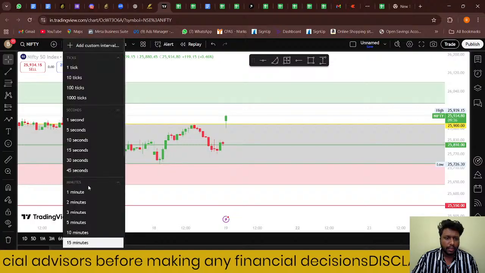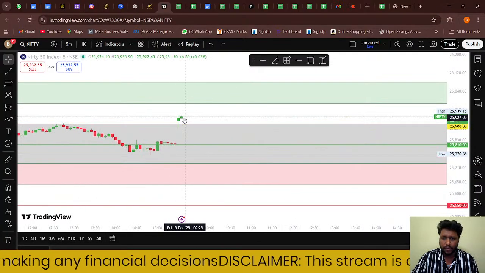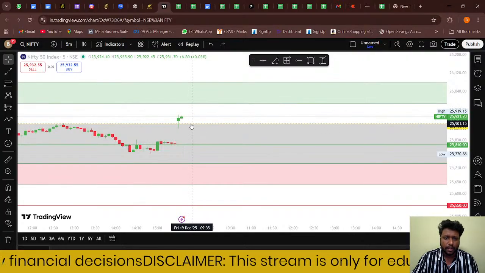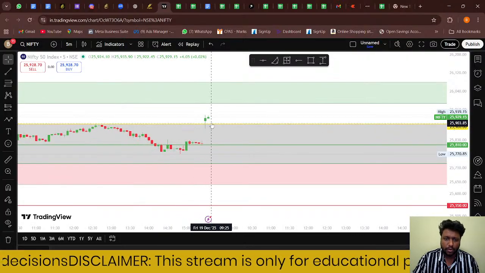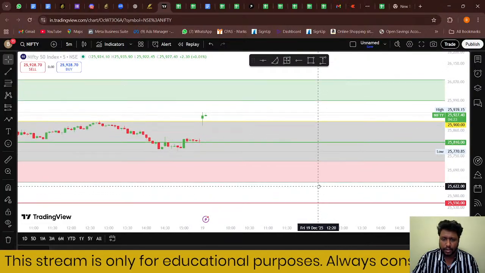So if this was on the 5-minute chart, yeah, it is a hammer candle, but we will wait for it. I feel that it will come here and bounce back if it wants to, or else it will give a breakout and the proper gap will get filled. We wait for that.